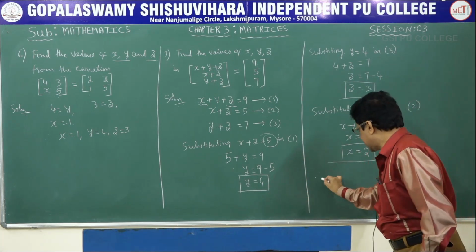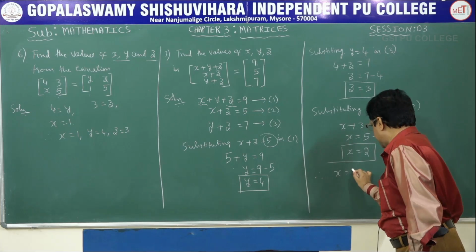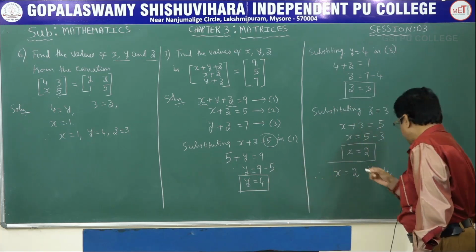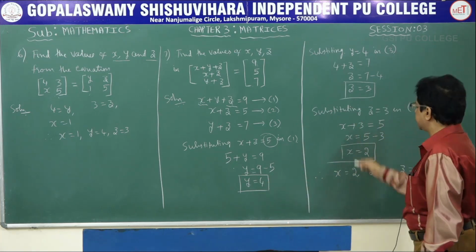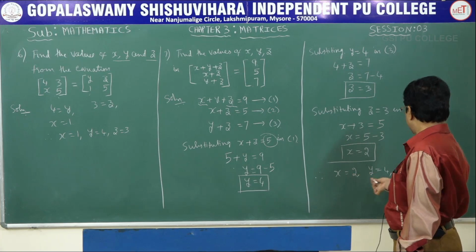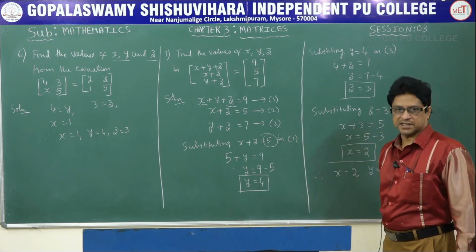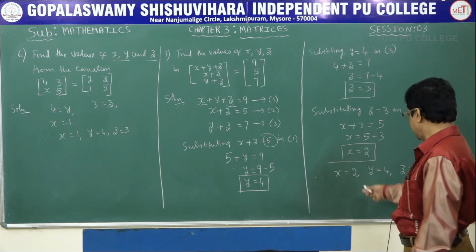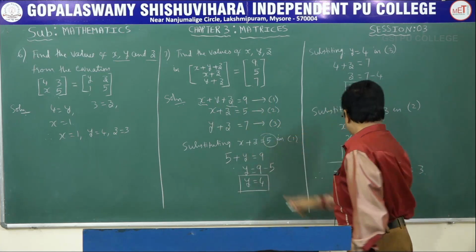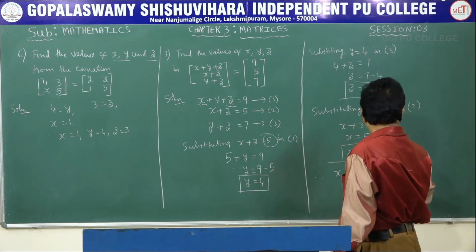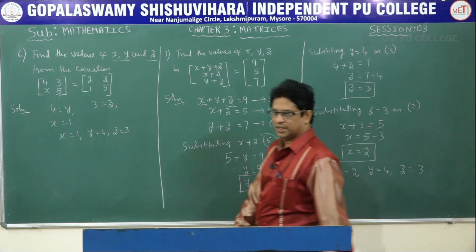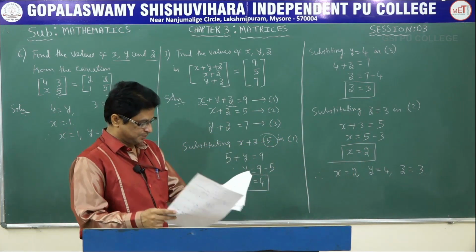Therefore, our final conclusion is x will be equal to 2, y will be equal to 4 and z will be equal to 3. You can verify it by substituting the values of x, y and z in the given equations. It will satisfy. See, x plus y equals 2 plus 4, 6. 6 plus 3 is 9. x plus z means 2 plus 3, 5. y plus z means 4 plus 3, 7. That means the values we have got are correct. Next, we pass on to the next problem.